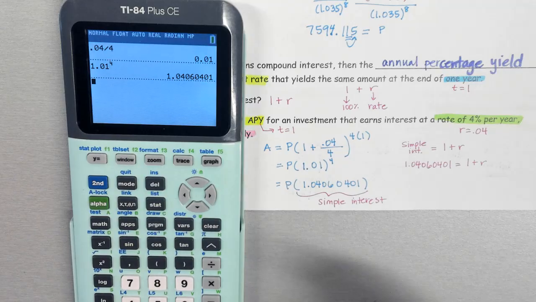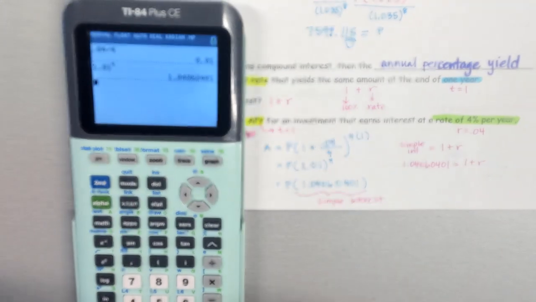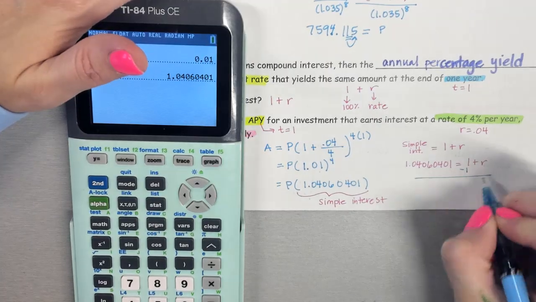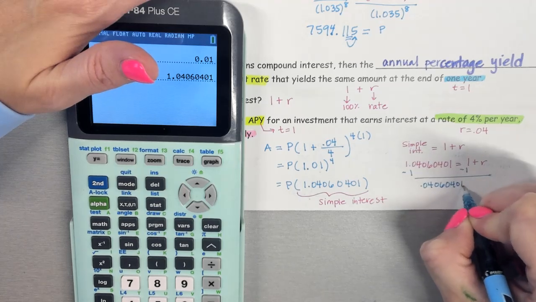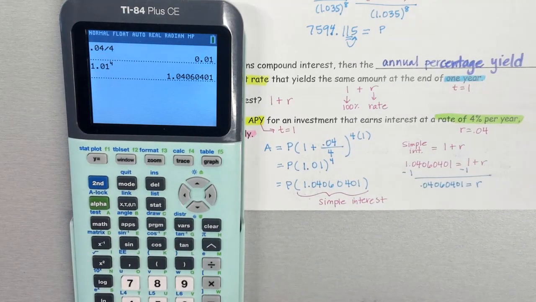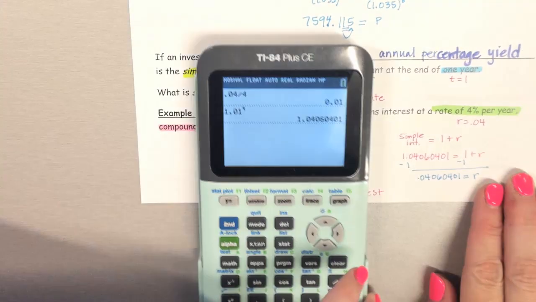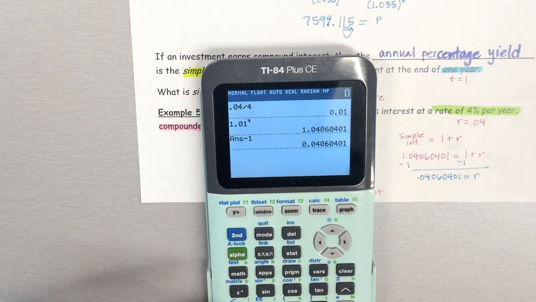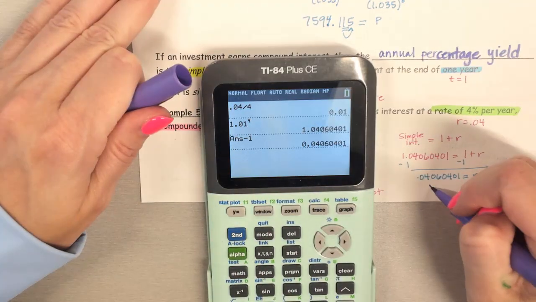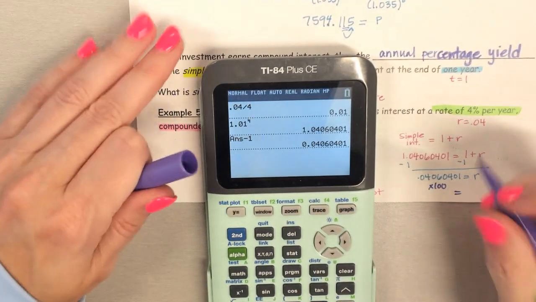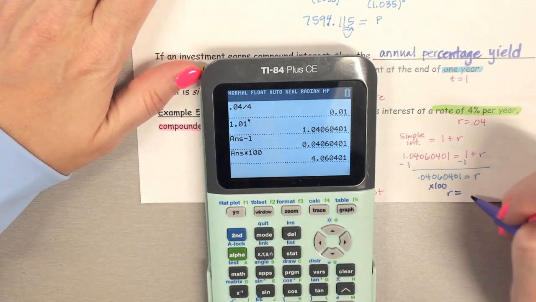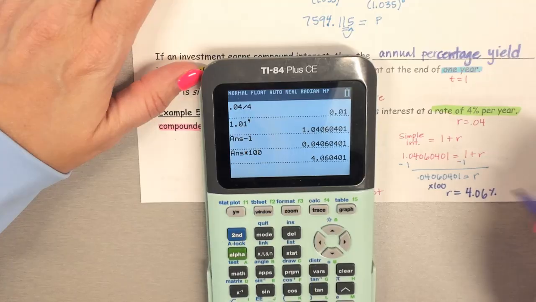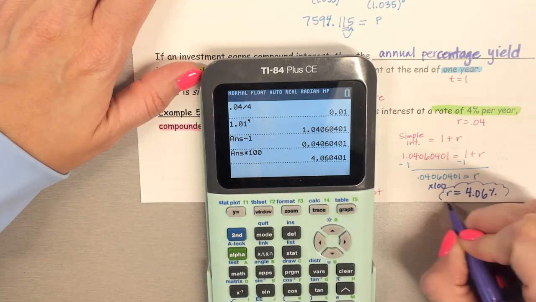If you're solving for r, what am I going to do to both sides? Just subtract 1. Okay, and then you are going to write this as a percentage. Okay, so to write it as a percentage, the easiest thing to do is just multiply by 100. So you minus 1. Okay, and then you can round to the nearest hundredth. So 4.06% is the simple interest rate.